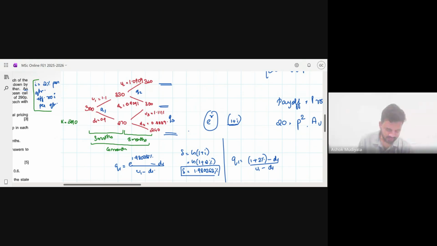Actually, I was trying with the risk neutral approach. I calculated Q using the Q formula. Acha, you're using the recombining model. But realize why it won't be a recombining model? No, I didn't get that part.